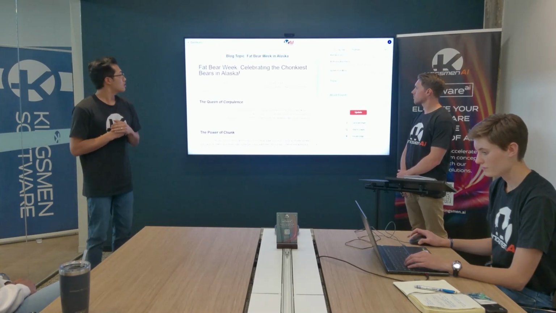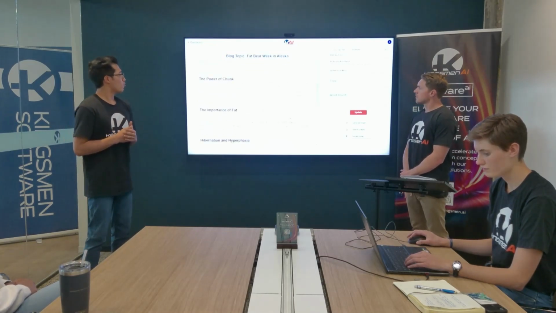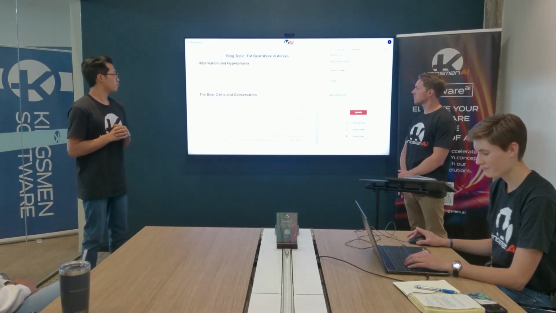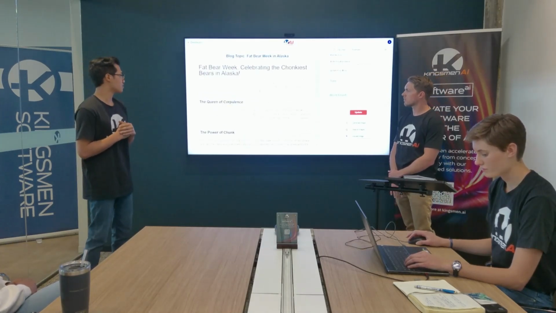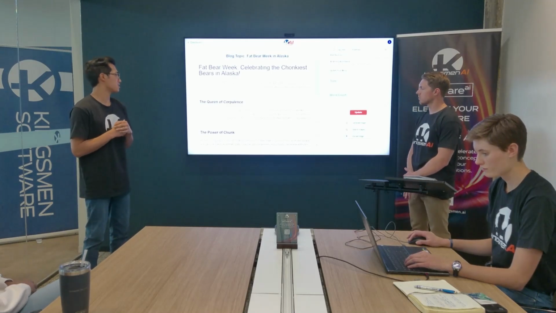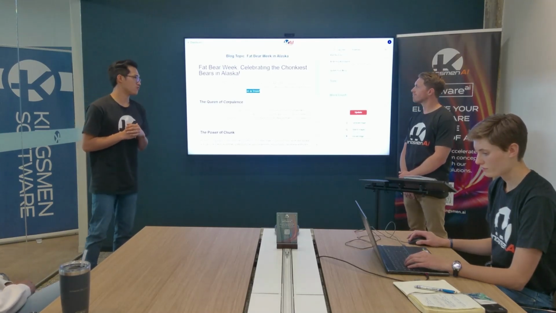So now that the blog has been generated, we'll navigate you to the blog editor, at which point you'll see the blog here with a title, an intro, some headers, and some content for each section. If you highlight some text, we'll give you some formatting options.